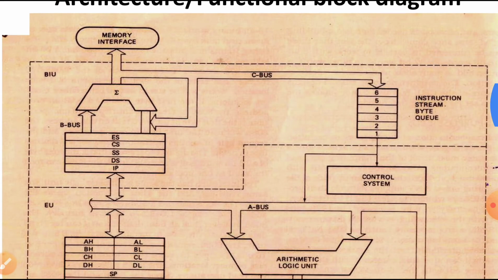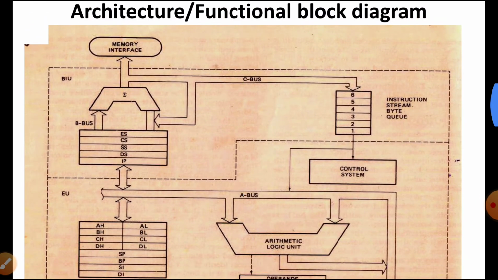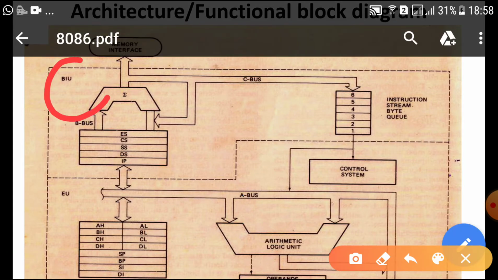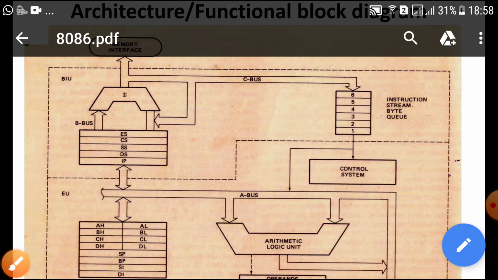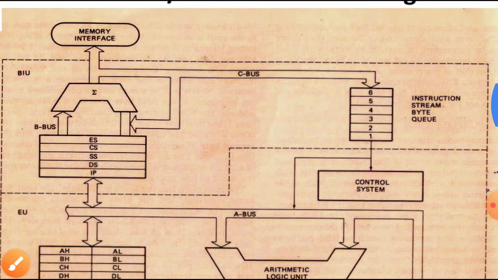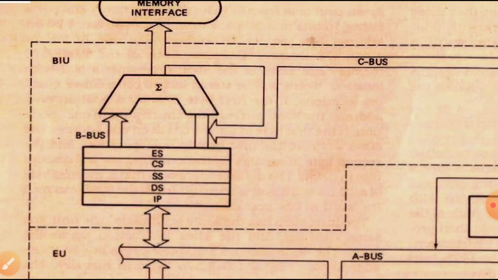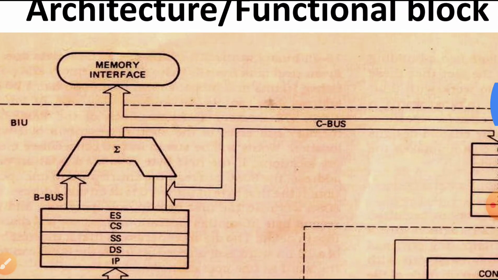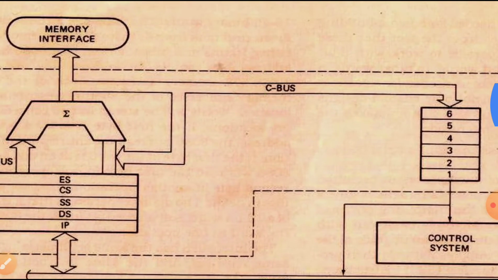Now, this is the functional block diagram of 8086. Here you will see that it has two units, one is the bus interface unit, another one is the execution unit, and it is bifurcated by a dotted line. Above the dotted line is the bus interface unit, and below the dotted line is the execution unit. The purpose of the bus interface unit is to interface the memory and the rest of the world.